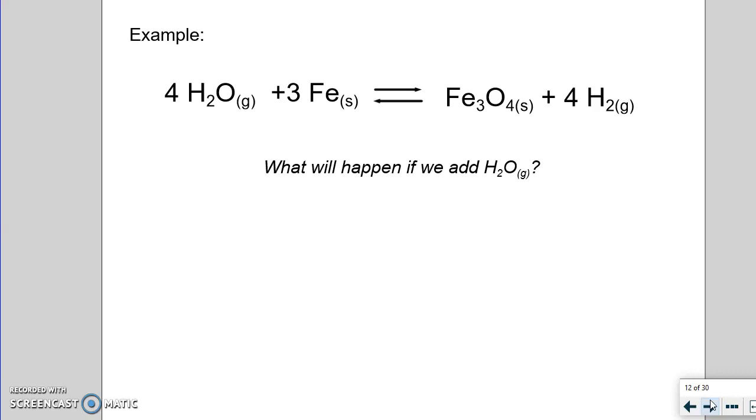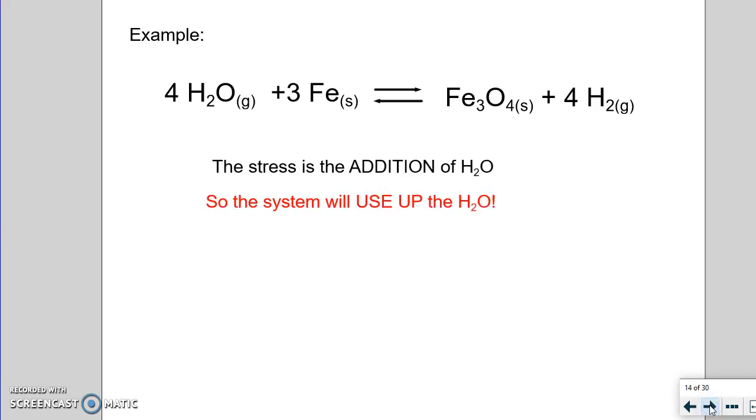So let's see what's going to happen whenever we add our water. So the stress, the change, is that we've added water. So the system says, ouch, you added water. I don't like that. So I'm going to remove the water. And the way that it removes water is it uses the water up by running to the right. Remember that as the reaction runs to the right and creates products, it uses the reactants to make them.